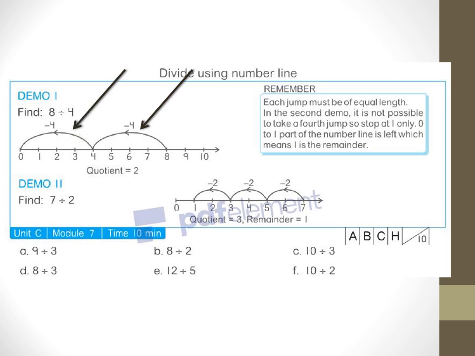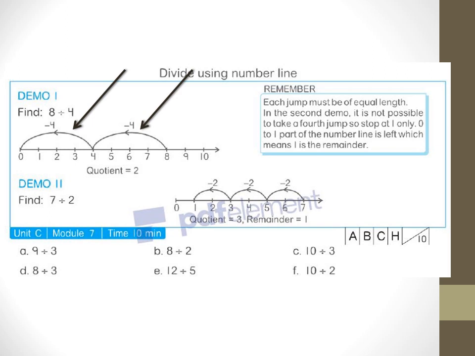Now in module number 7, take 10 minutes, pause the video for 10 minutes and do the 6 problems given here. 9 divided by 3, 8 divided by 2, 10 divided by 3, 8 divided by 3, 12 divided by 5 and 10 divided by 2. Pause the video for 10 minutes, do it yourself.